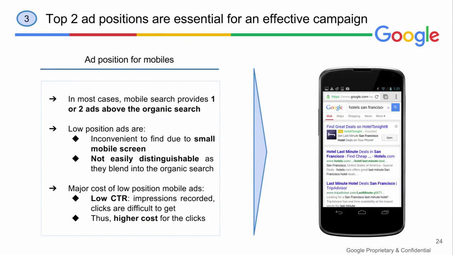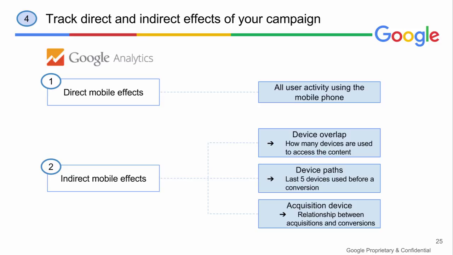Furthermore, the ad position topic. You should optimize your campaign so that your mobile ads are placed in the first or second position, as the mobile screen is much smaller and people tend to press on the first search outcome. And lastly, the tracking part.